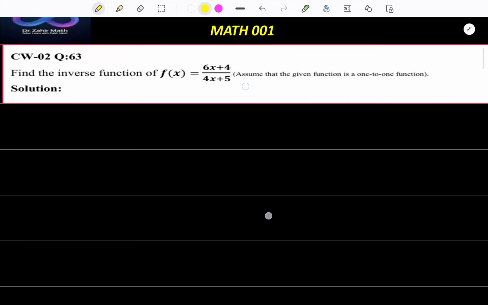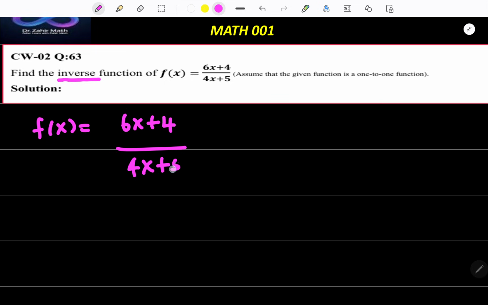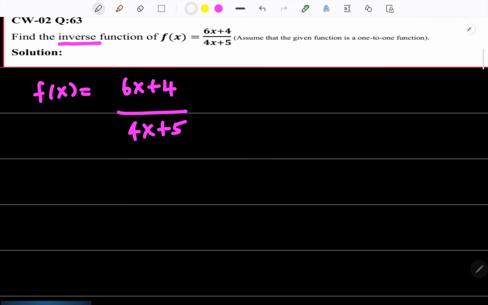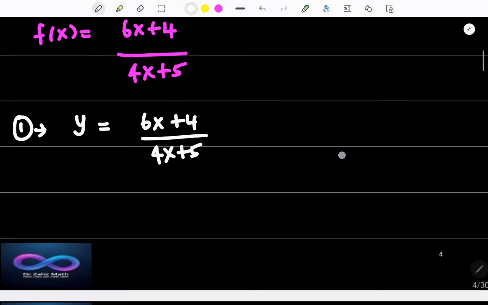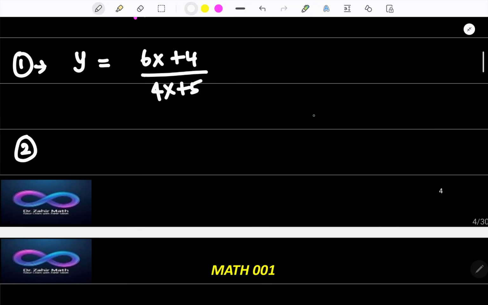Next question is find the inverse. What is the function? f of x equals 6x plus 4 divided by 4x plus 5. What is step number 1? Step number 1 is put f of x equals y, which is 6x plus 4 divided by 4x plus 5.